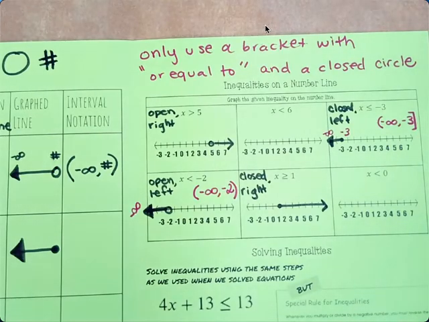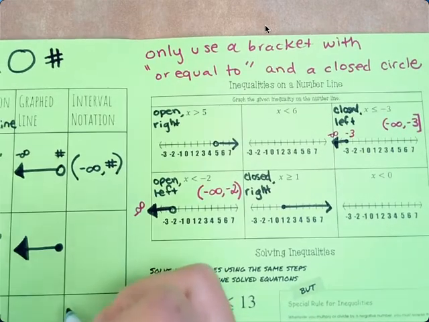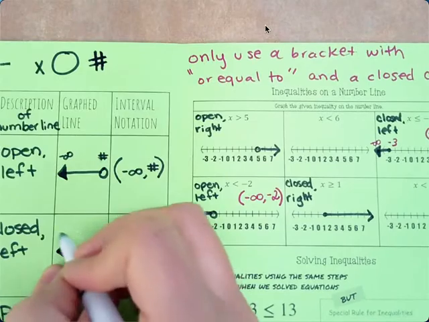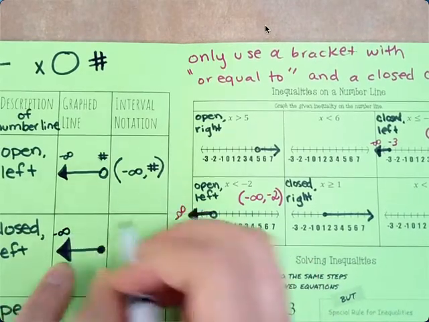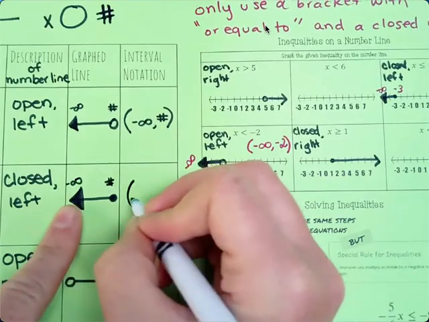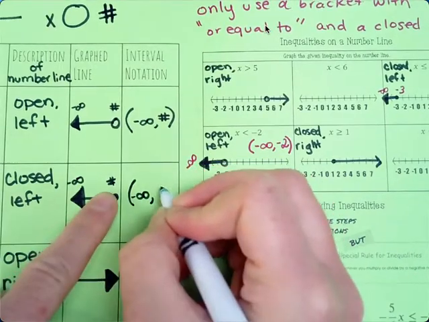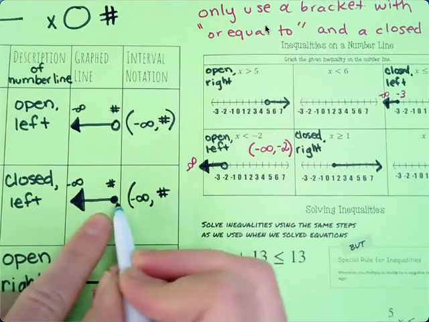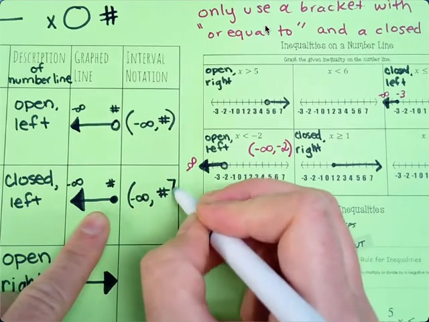So is infinity always before the number? Unless it's greater than. Yeah, and we're going to get to that. So if we have the less than, see how this is going to negative infinity, and then some number. So we'll have parentheses around the negative infinity, and then some number. Because that number is included, it's going to be a bracket.